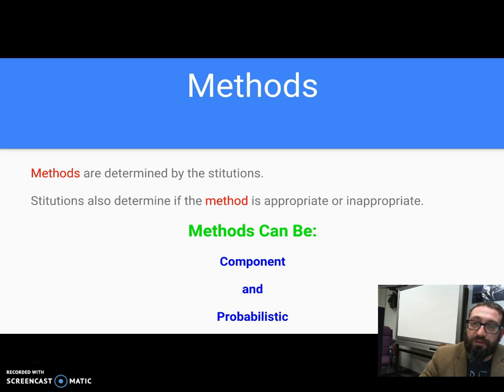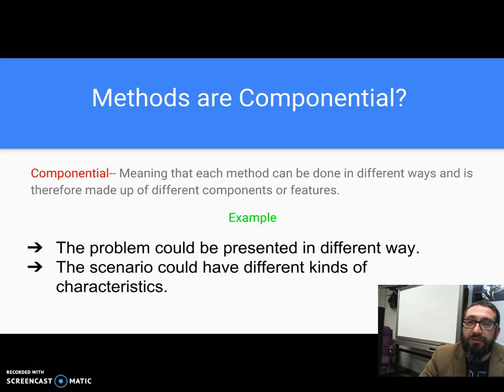Methods can be made up of components and are probabilistic. This means that each method can be done in different ways and is therefore made up of different components or features. Here's an example. The problem could be presented in a different way, or the scenario could have different kinds of characteristics.